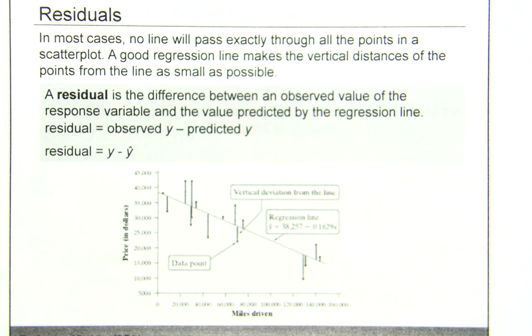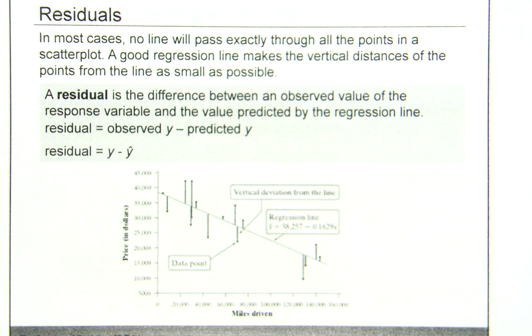In residuals, in most cases, no line will pass exactly through all the points in the scatter plot. Sometimes the line actually passes through one or two points, which is great, but in most cases it won't. A least squares regression line makes the vertical distance of the points from the line as small as possible, which is what is going on in this picture down over here.